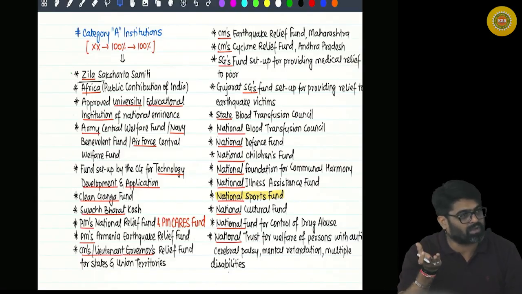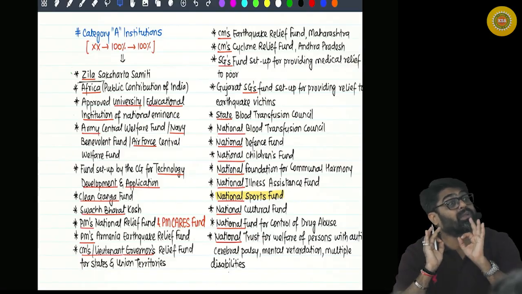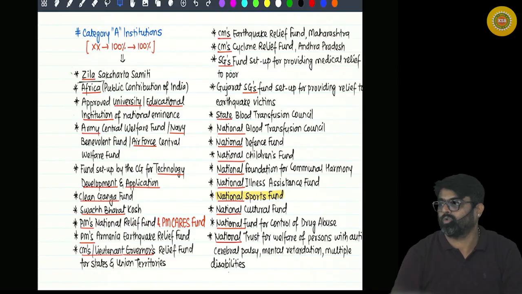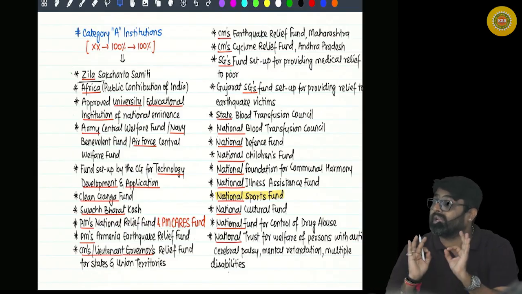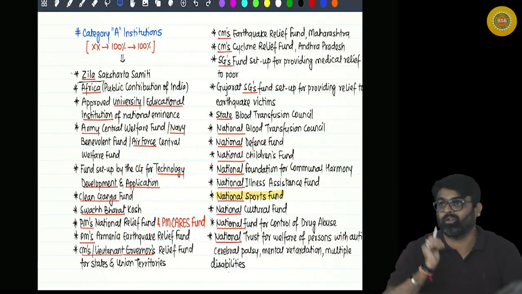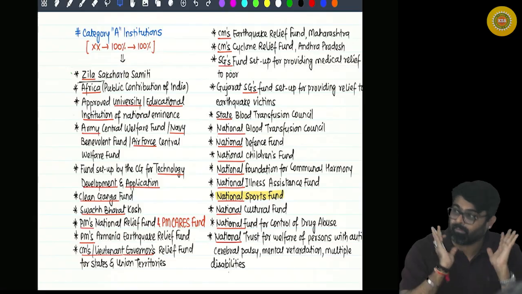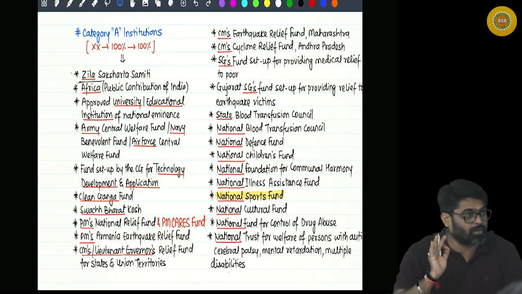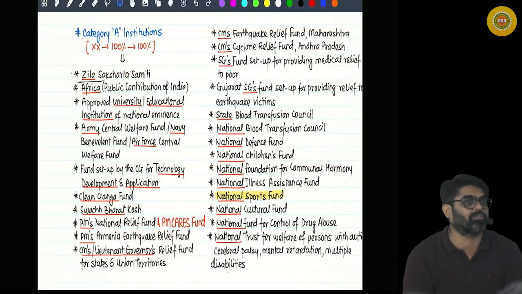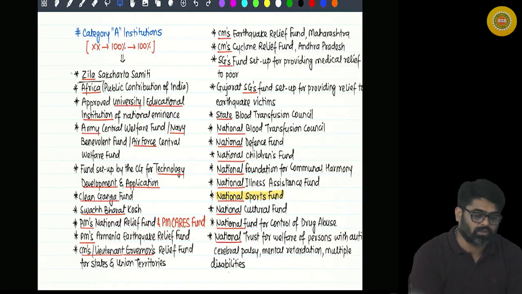IIT Madras, you know, na? It is of national eminence. You know IIMs? National eminence. Annamalai University, national eminence. Well known, reputed, having some goodwill. Yes or no? So those universities. But those universities should be in India.